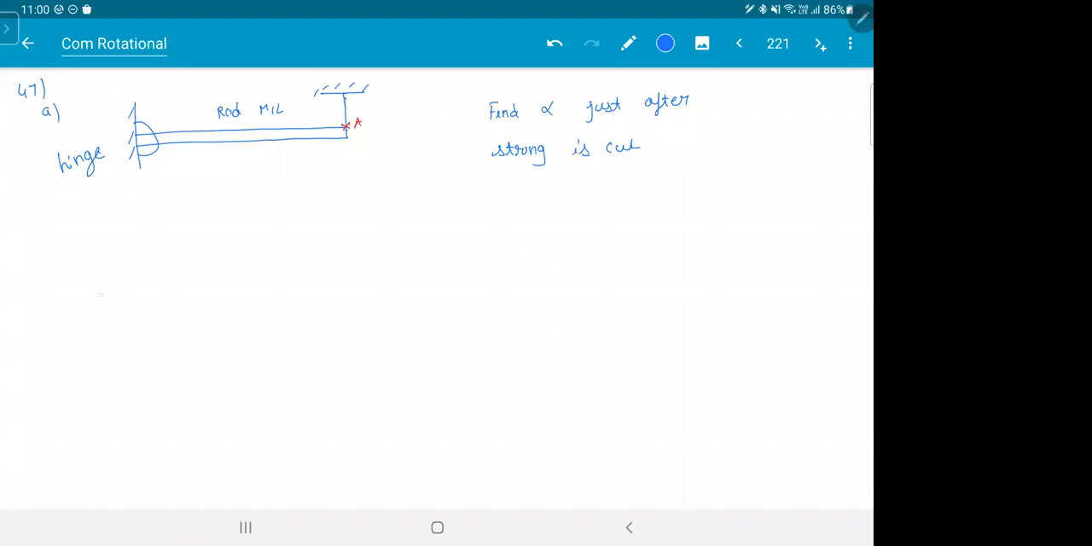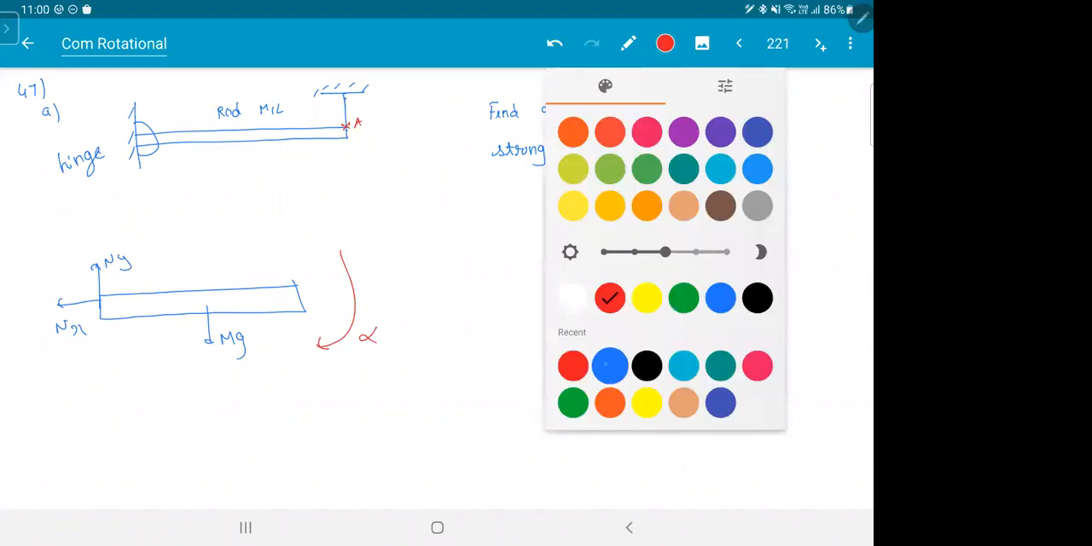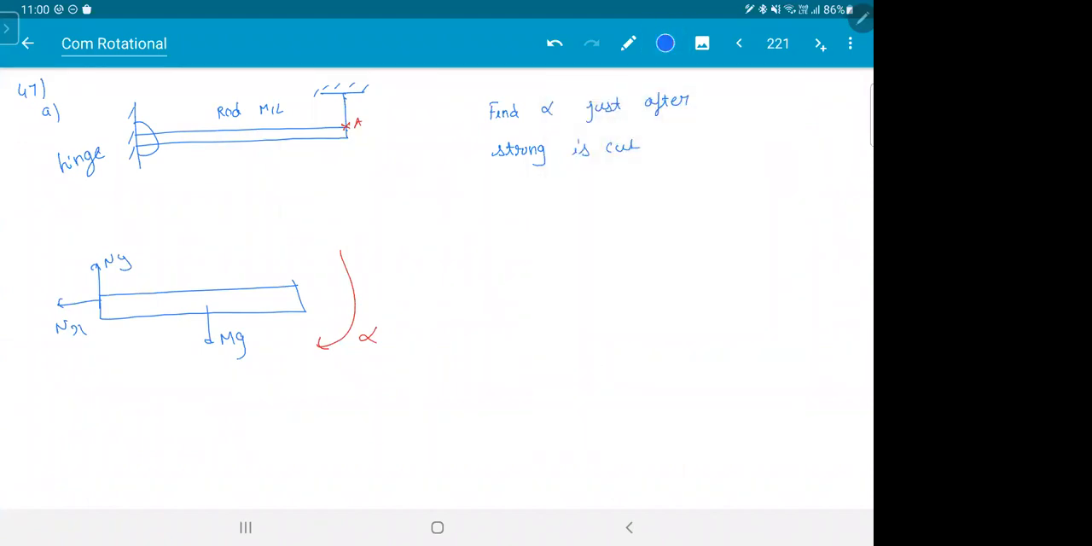See, let me show you. First thing, free body diagram. Mg, Ny, Nx. Next thing, alpha. I want only alpha, no? I don't need a, so it is fine. But actually, there is a little more. The problem is more. But let's do the simple part for today.